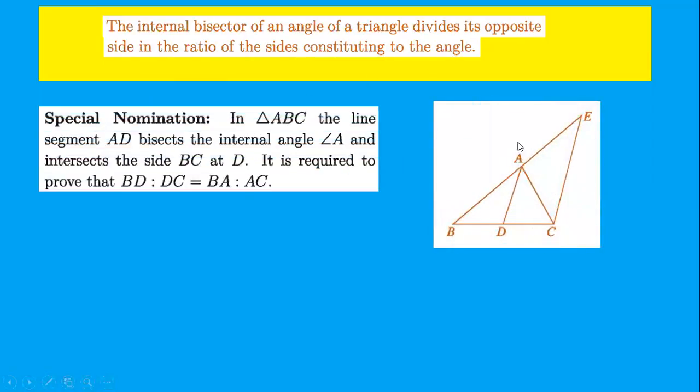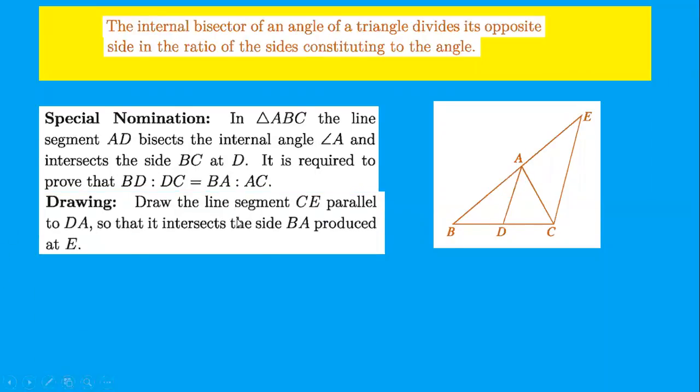At first, we draw the figure, in which ABC is a triangle. Special nomination: in triangle ABC, the line segment AD bisects the internal angle A and intersects side BC at D. It is required to prove that BD ratio DC is equal to BA ratio AC.